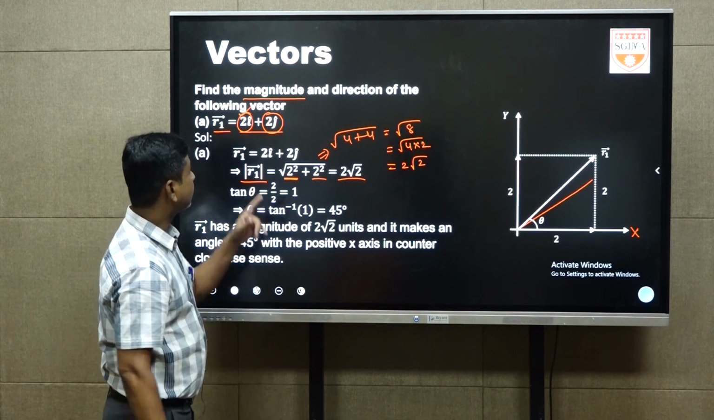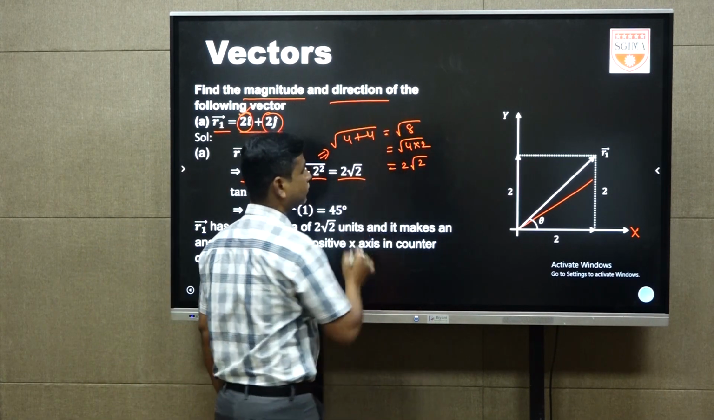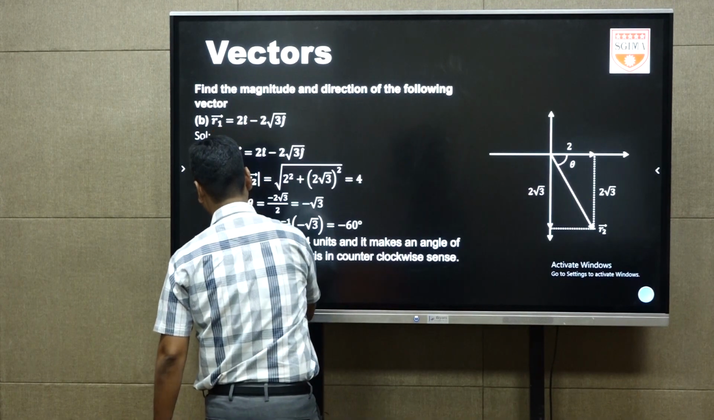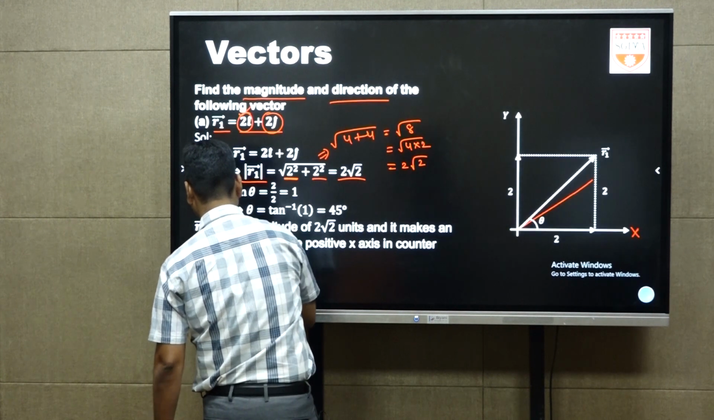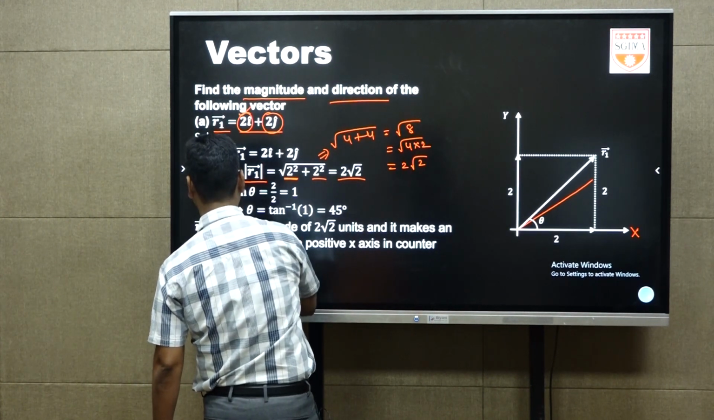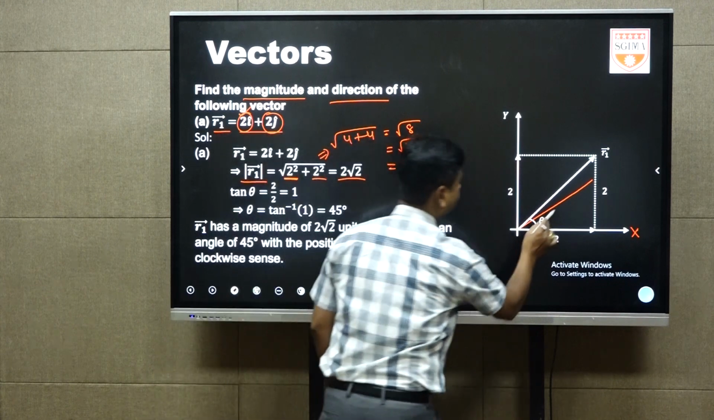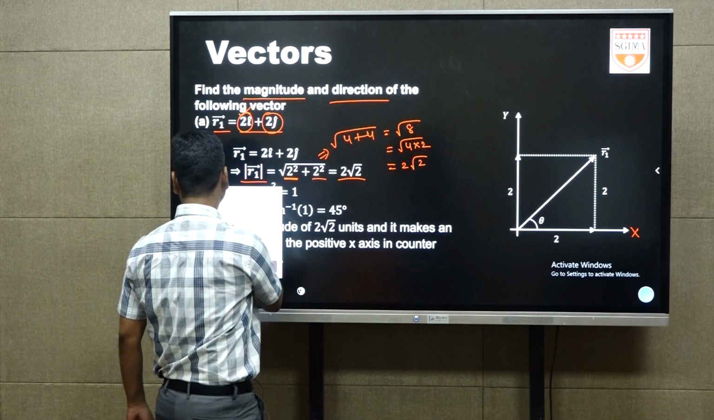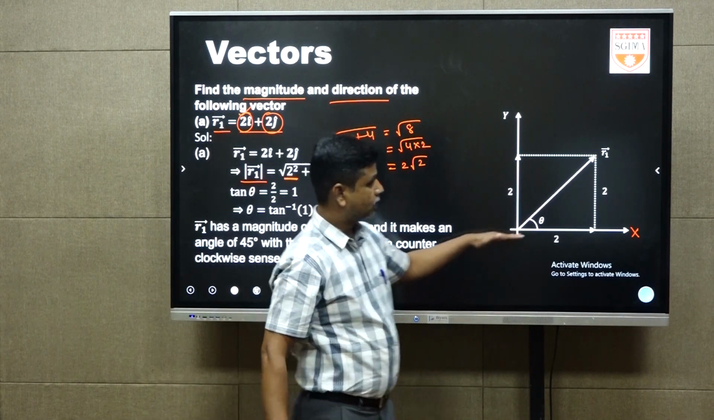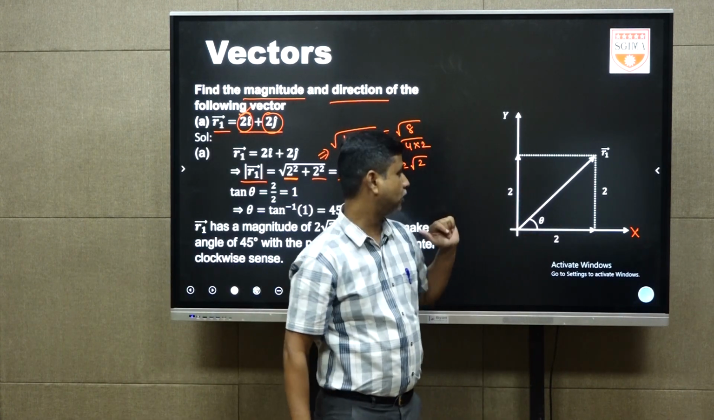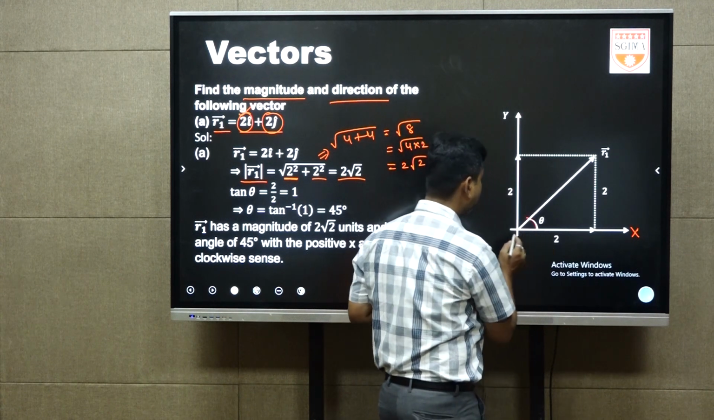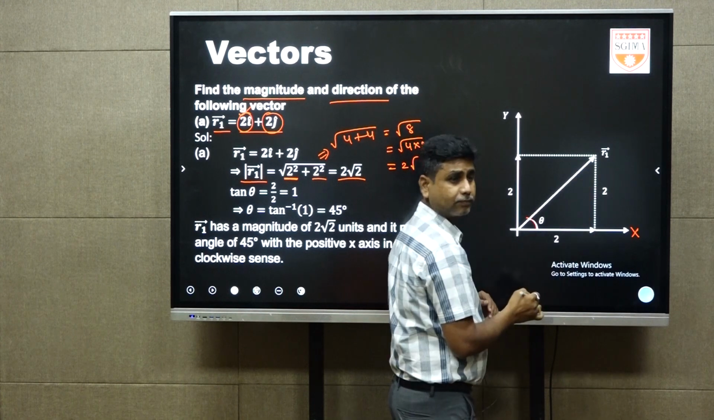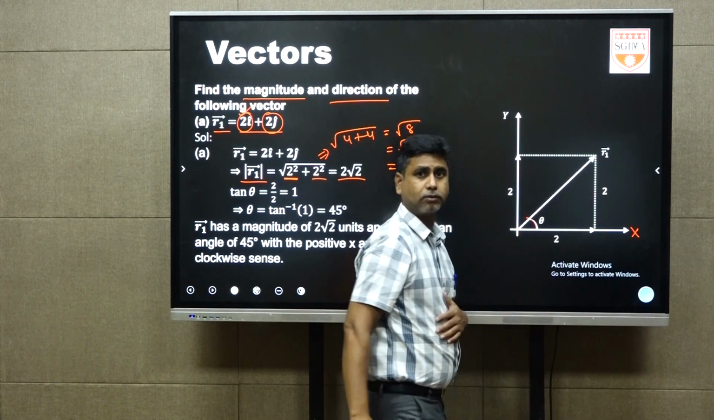But what is the second thing? Direction. How do we find the direction? The resultant always lies in between the rectangular components. Here I have 2 along the x direction and 2 along the y direction. Then this angle is theta. This vector can be shifted, as shown here.